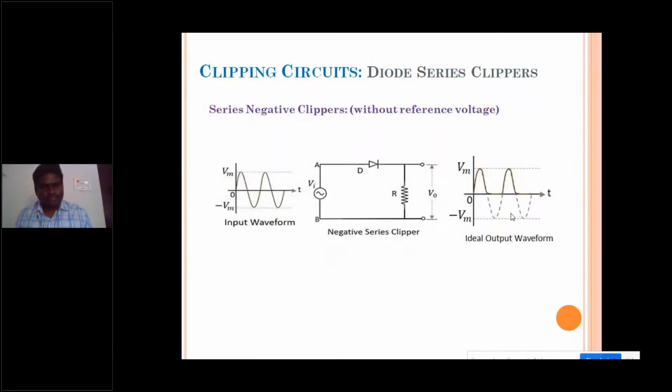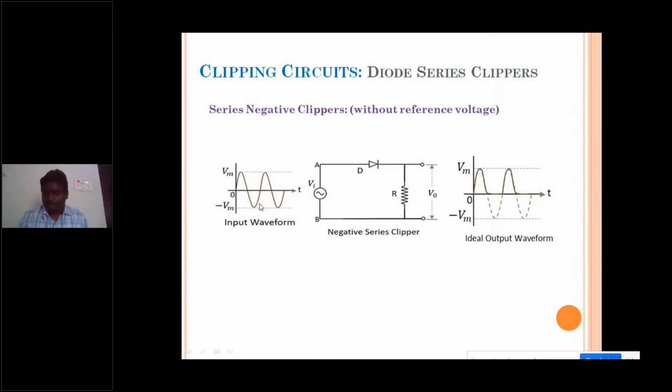Negative series clippers. Try to understand this term, negative clippers, which means a negative part needs to be removed, that is, above the reference voltage or below the reference voltage. Without a reference voltage it is this. I need to clip the negative part of this. I am applying the positive half cycle. The diode gets forward biased. When the diode is forward biased, the output voltage is equal to the input. So for the positive half cycle, the diode is forward biased and the entire positive half cycle is transmitted to the output.